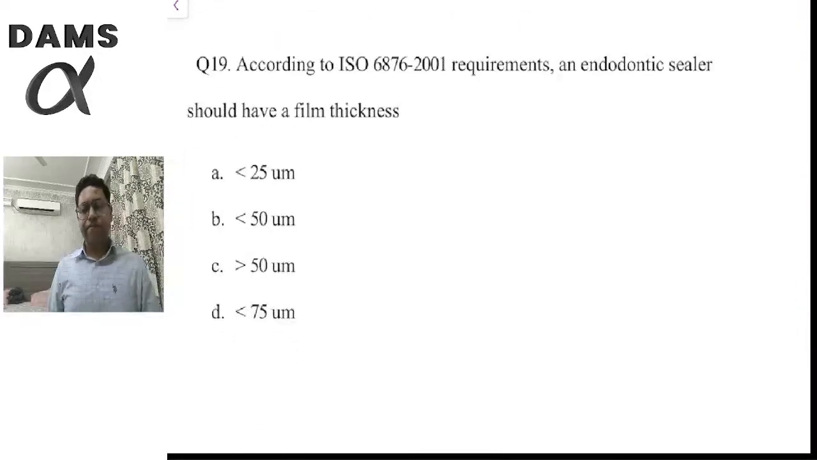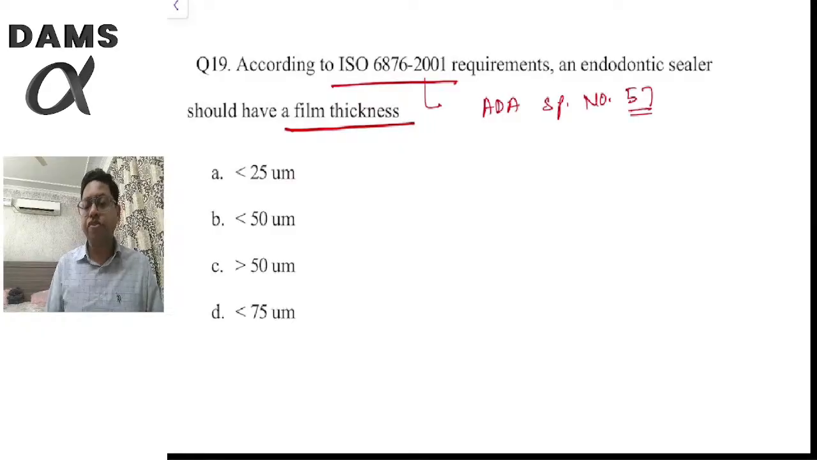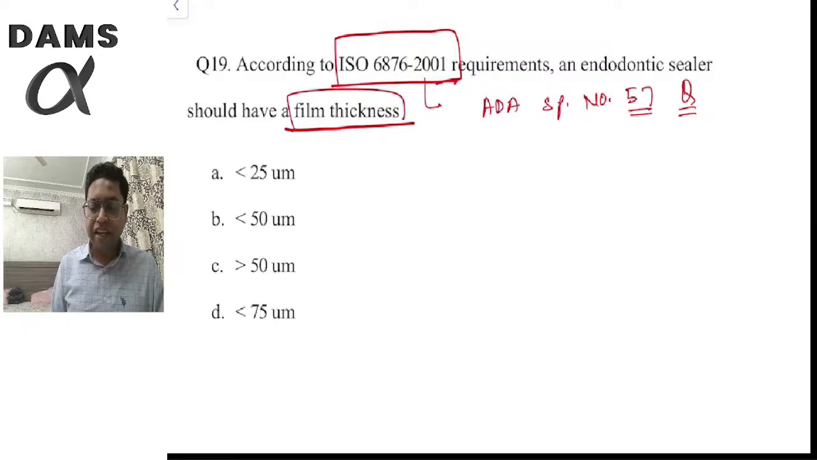Question number 19. According to ISO 6876-2001 requirements, an endodontic sealer should have a film thickness of. Now, these are standard requirements for the endodontic sealers according to the ISO number or ADA specification number 57. You can remember that sealers are covered by ADA specification number 57 or this ISO specification. The film thickness of the sealers should be less than 50 microns.